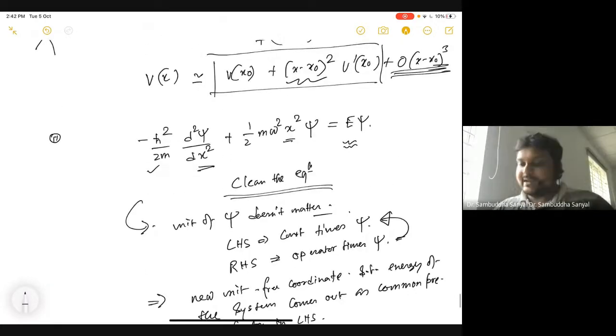Now notice what we can play with here. The energy is fixed, it's an object of fixed dimension.